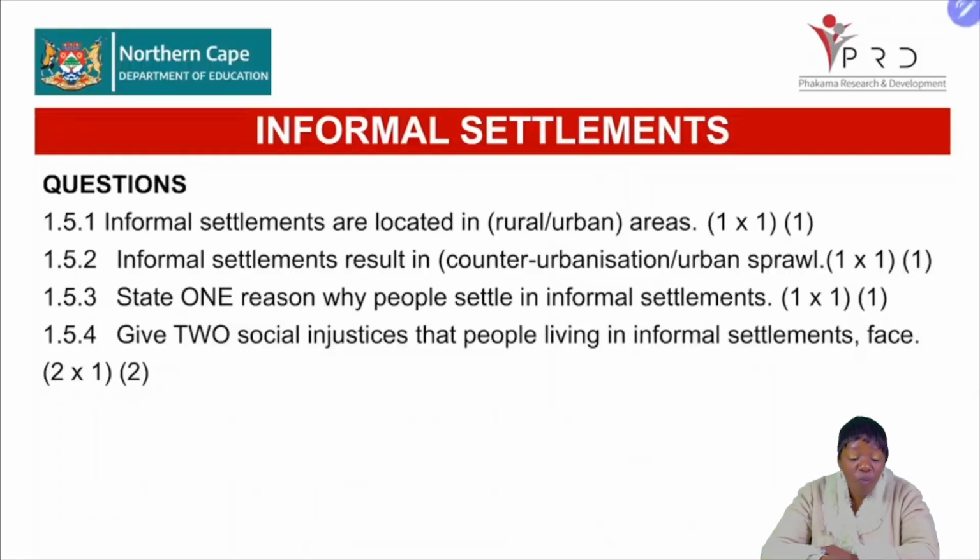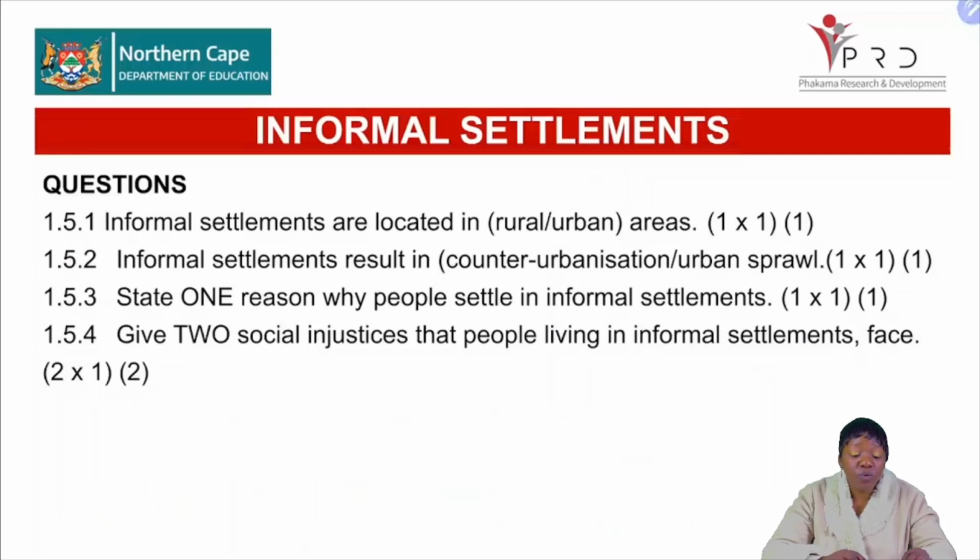Right, I hope we are all done reading the extract. So we have our question 1.5.1 up to question 1.5.4. In our first question, are the informal settlements located in rural or in urban areas, for 1 mark? Then secondly, does the informal settlement result in counter-urbanization or in urban sprawl? So you need to understand these two concepts.